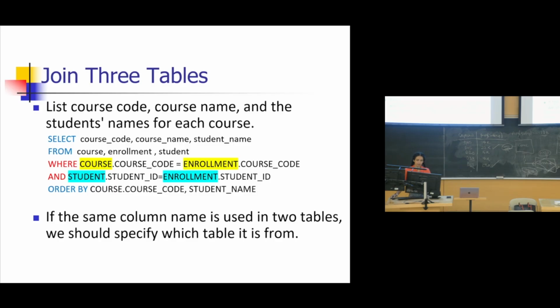If the same column name is used in two tables, we should specify which table it is from. This is important because, for example, if you remember, I mentioned for the foreign keys, you can use the same name or different names. For instance, if instructor ID in the course table is a foreign key, right? Now, you can have instructor ID like this in the instructor table. So let's say we have instructor here.